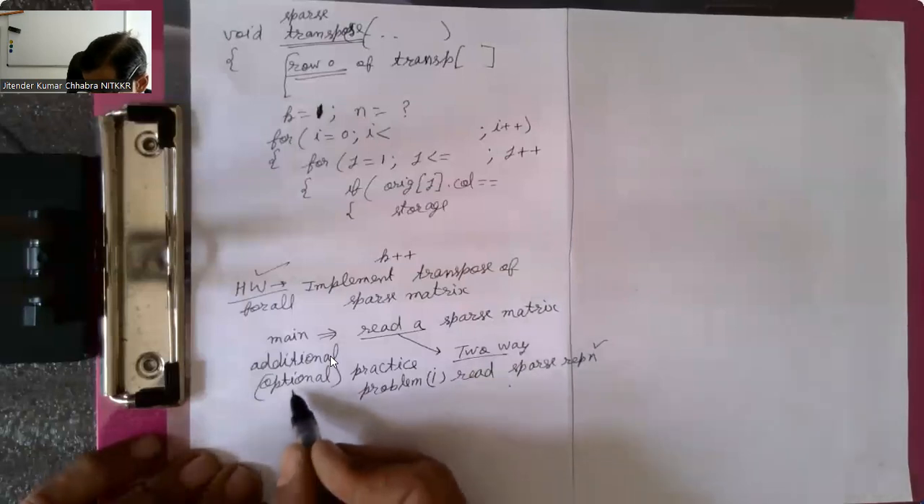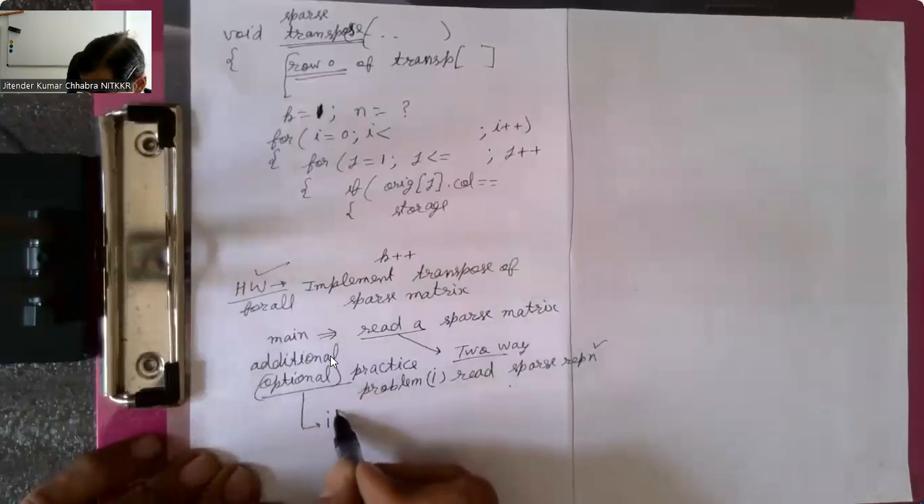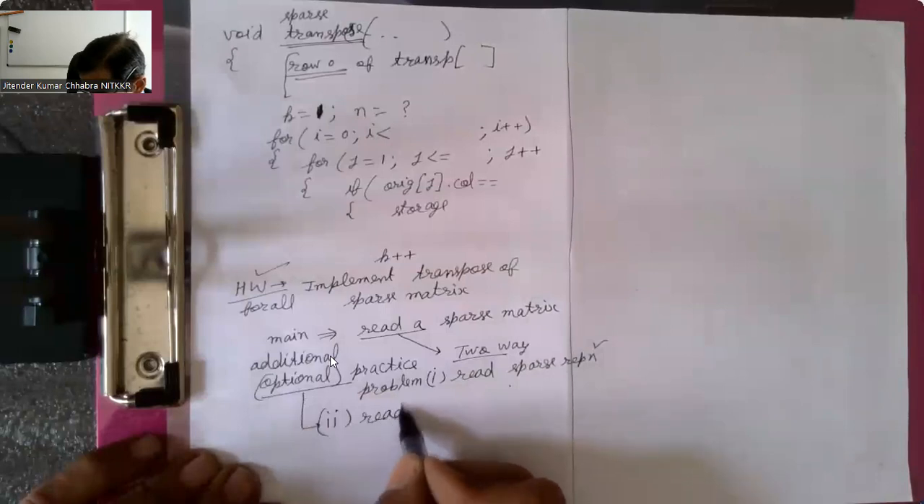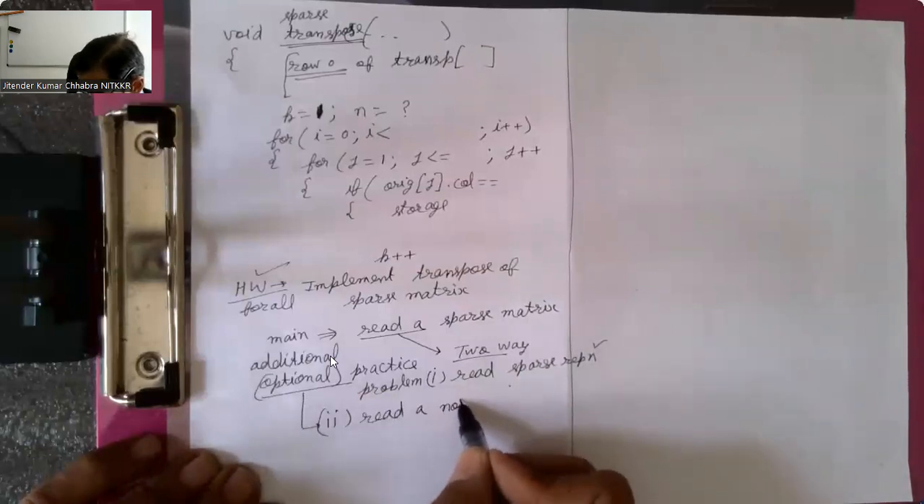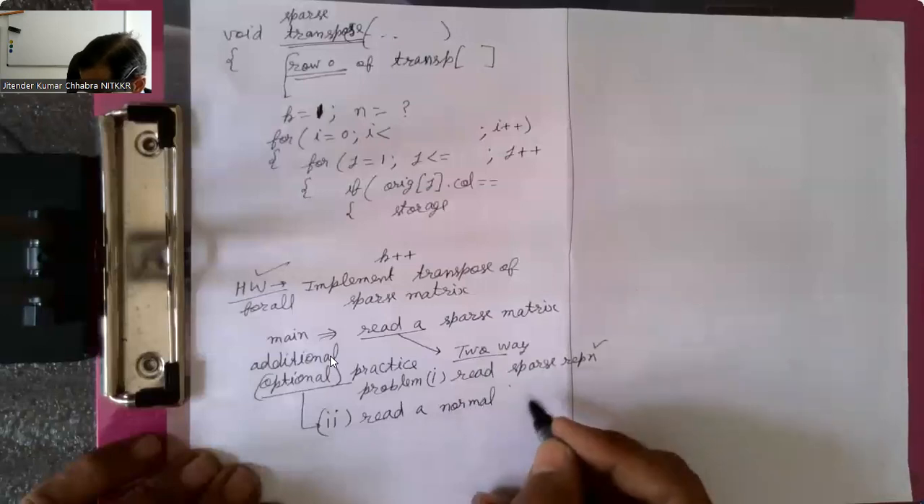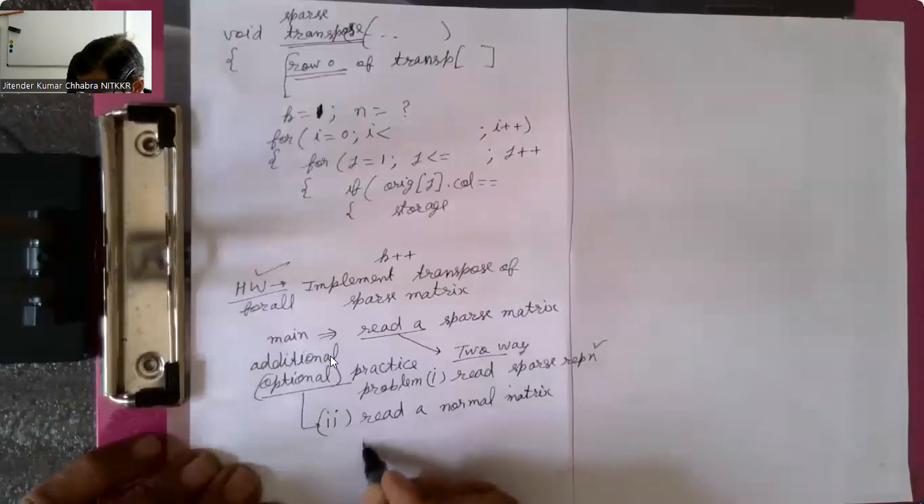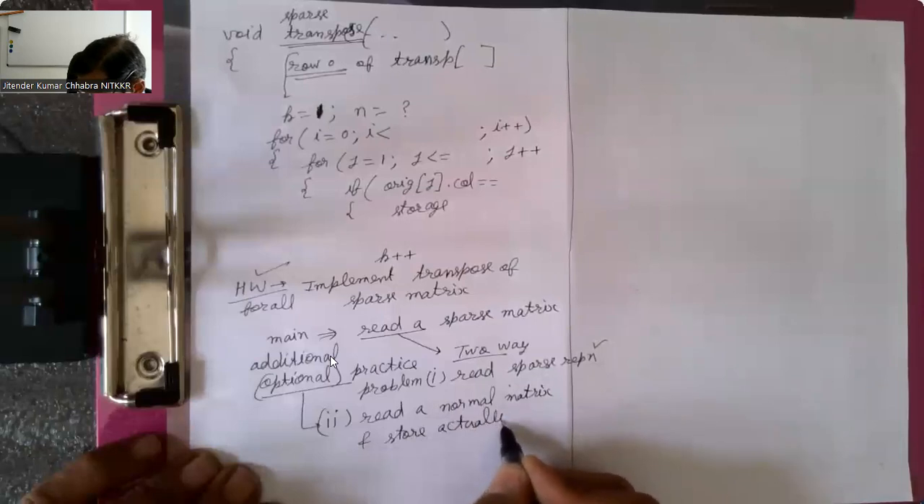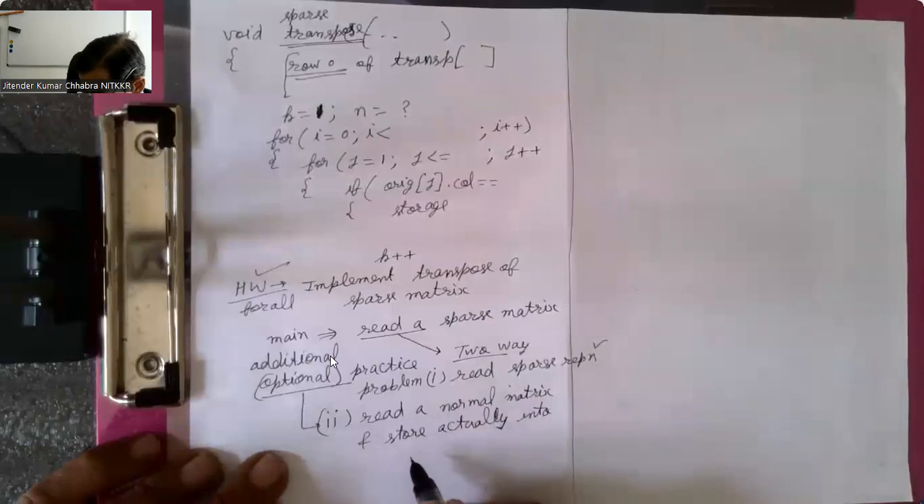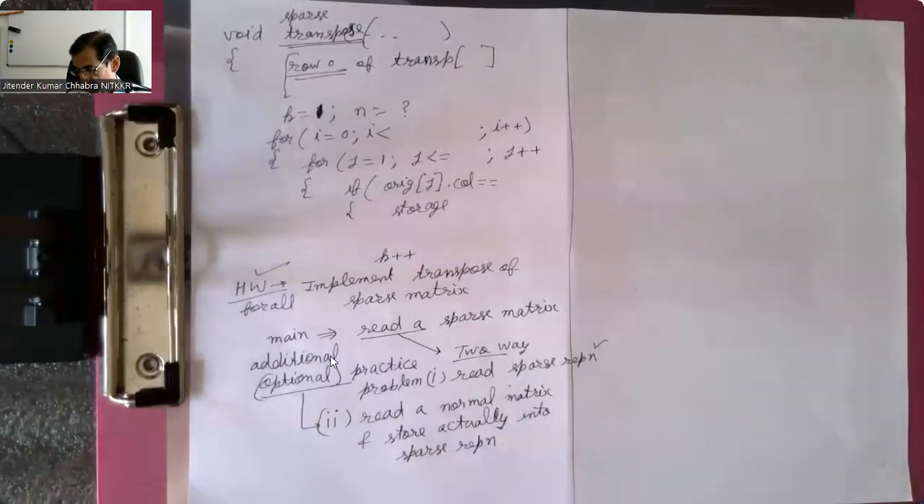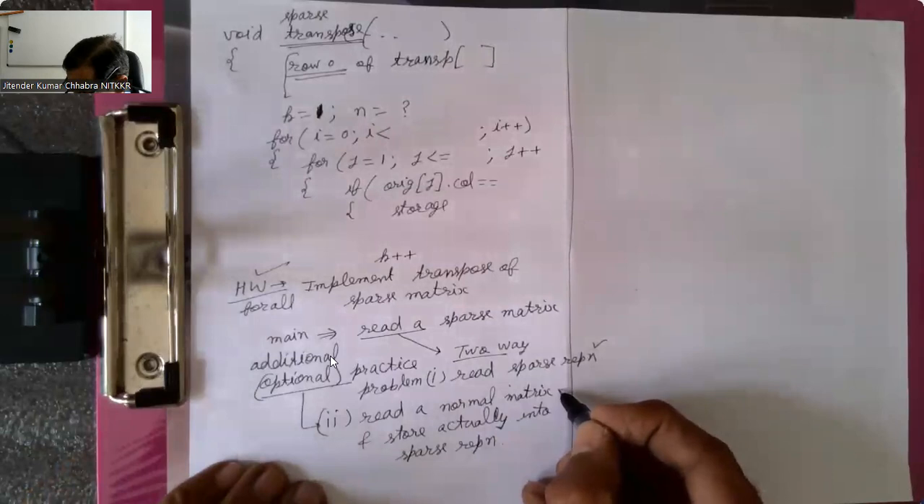But I will say, can you think of doing it? That is, read a traditional matrix fully. So a 4 into 5 matrix means you will read a 4 into 5 matrix the way you were reading, and store it actually into the sparse representation. So your reading will be done in the normal matrix manner.